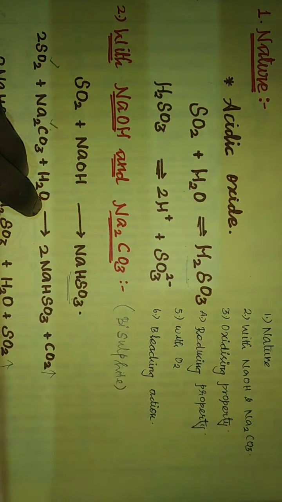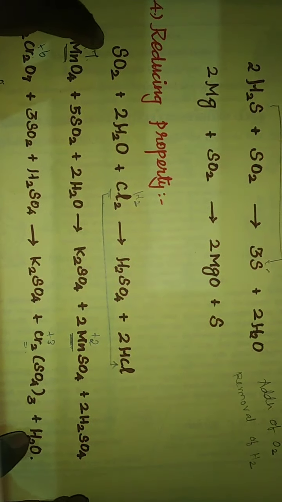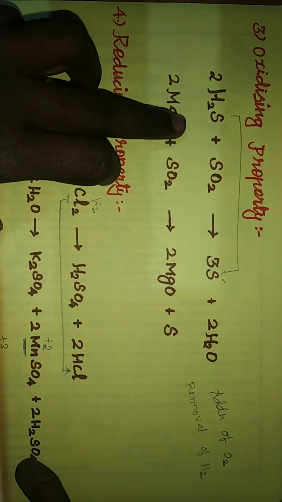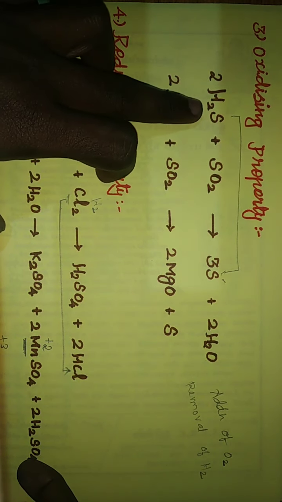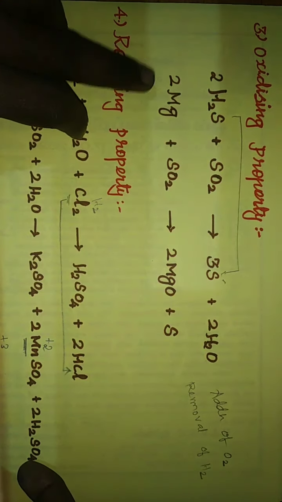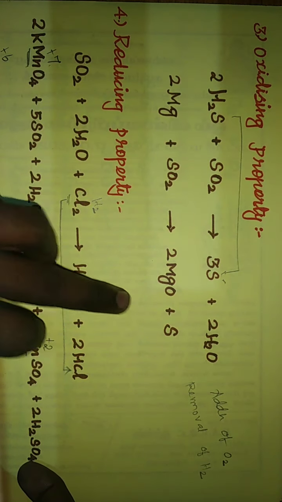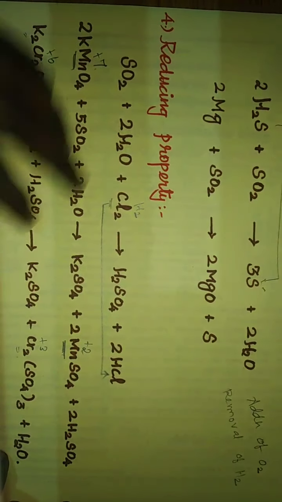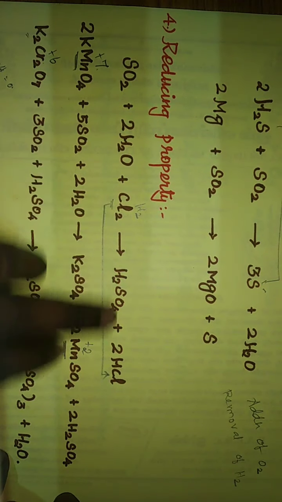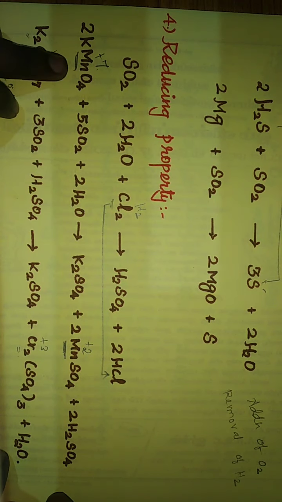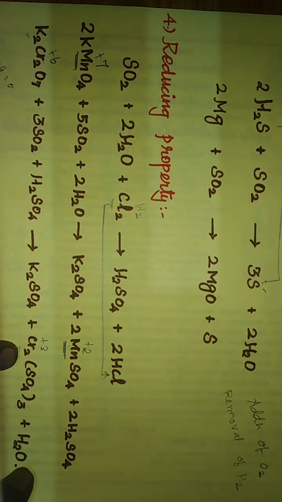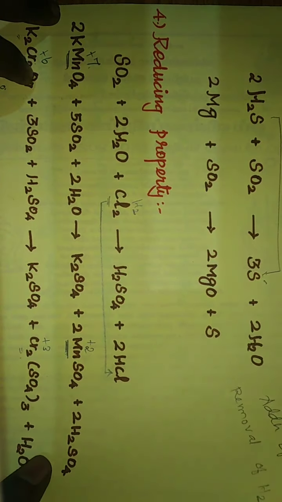The 2 chemical properties are over. Then the third one is oxidizing and reducing property. Oxidizing property: it is a good oxidizing agent. It oxidizes H2S into S, then Mg into MgO. Then reducing property: sulfur dioxide is a very good reducing agent. It can reduce Cl2 into HCl, then Mn+7 to Mn2+, Cr+6 to Cr+3. Reducing property also we have seen.